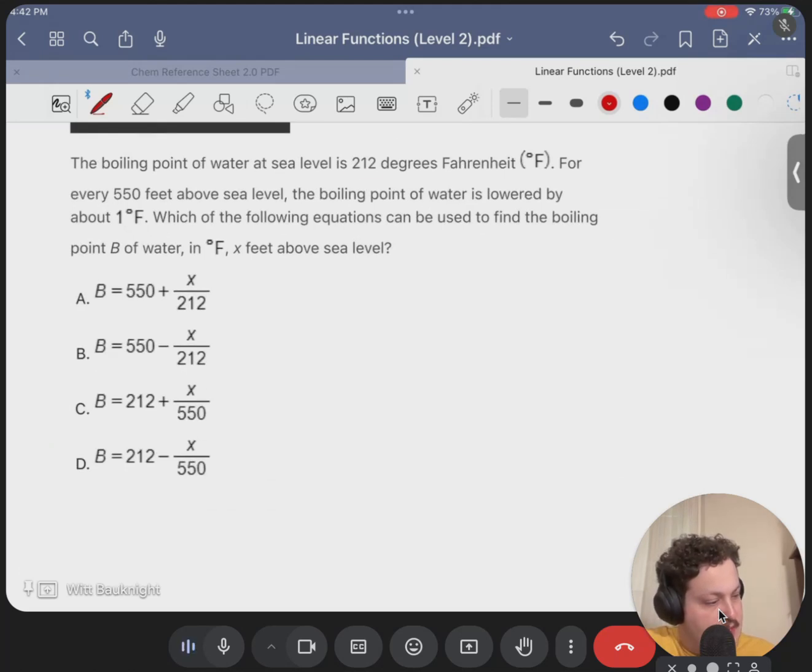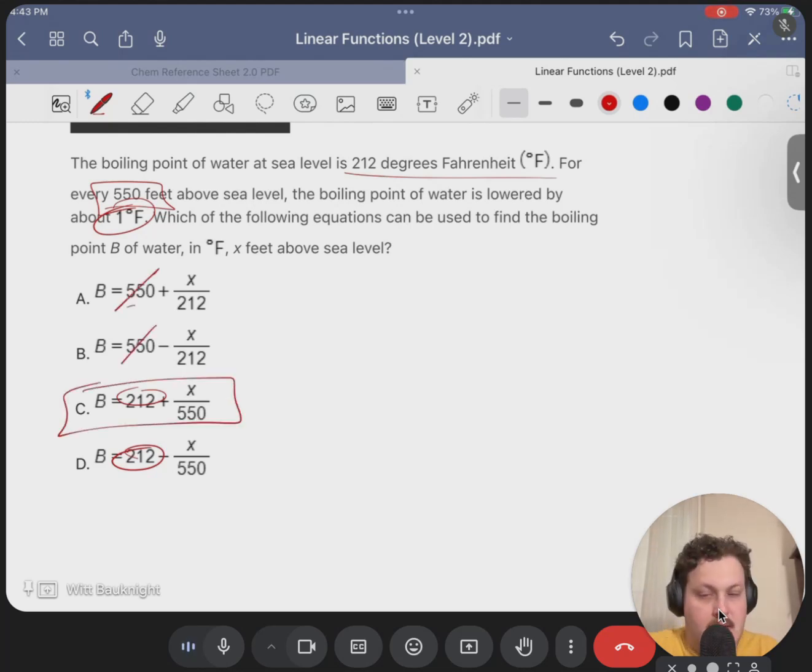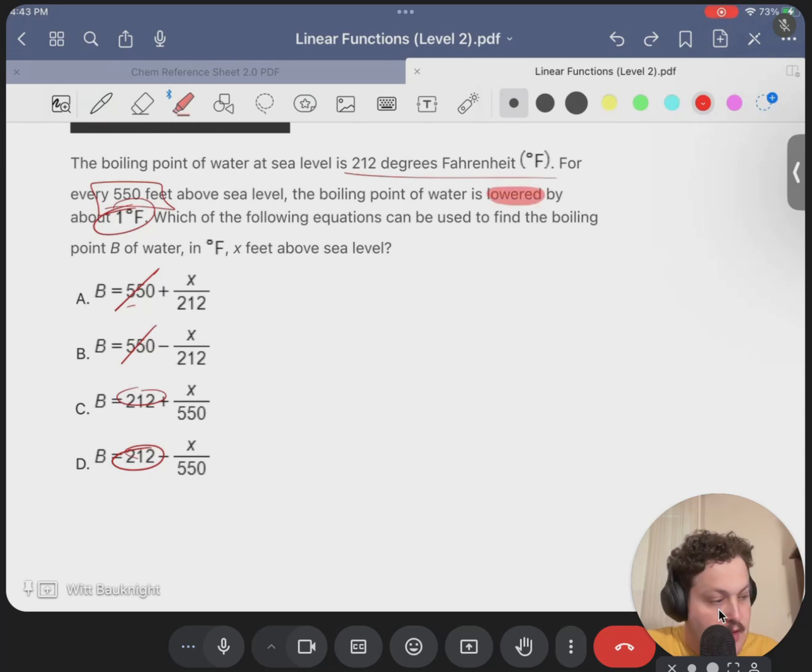The boiling point of water is such that for every 550 feet above sea level, the boiling point is lowered by 1 degree Fahrenheit. Which of the following equations can be used to find the boiling point in F? So the y-intercept is at 0 feet, where we will boil at that temperature. And then the boiling point should go down, lowered by 1. And so for that reason, the slope is negative.